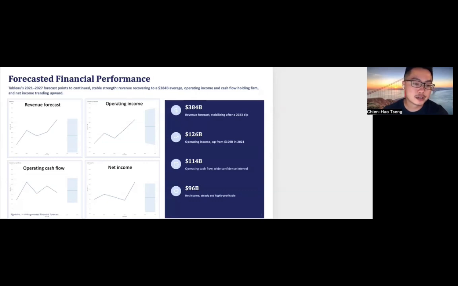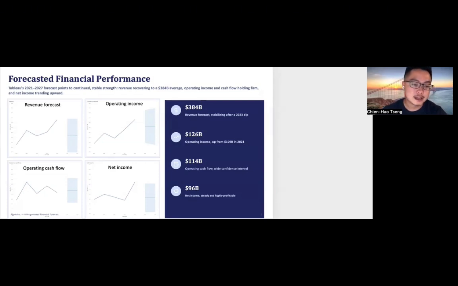For Apple's operating cash flow, the historical data show more fluctuations. However, Tableau still forecasts an average of about 114 billion, which indicates Apple will continue generating enough cash to support their innovation, research, and development, and also support the shareholders' returns.